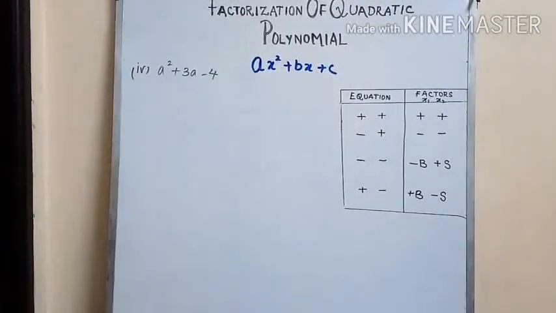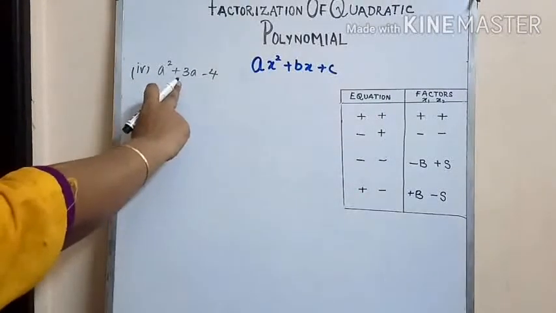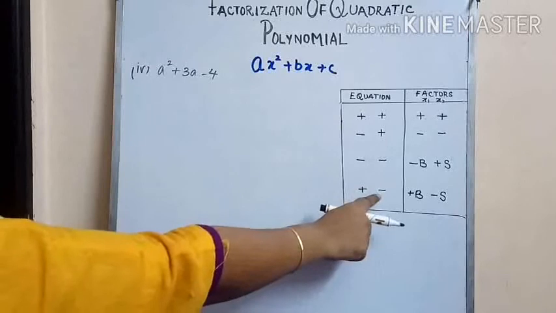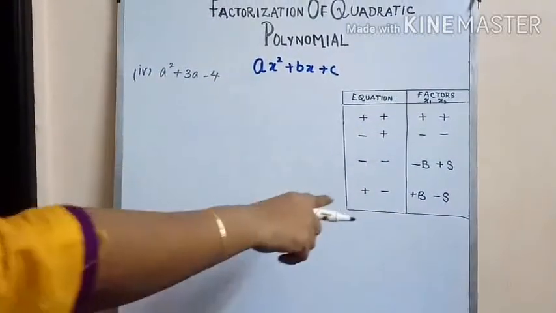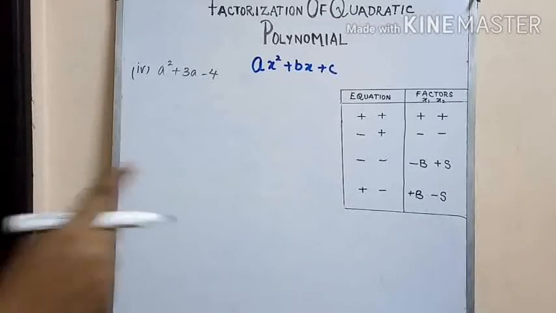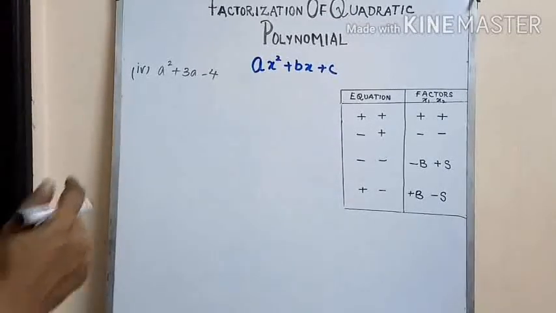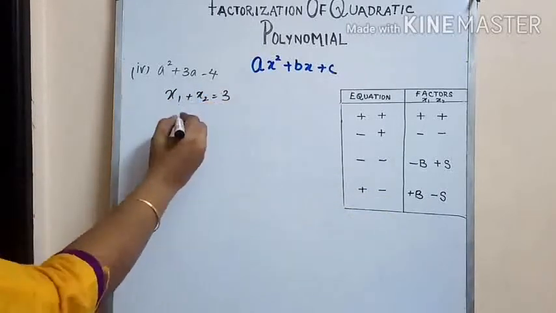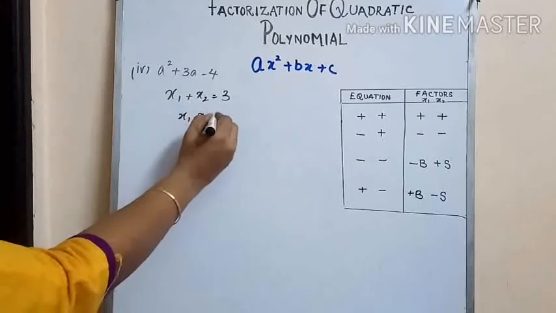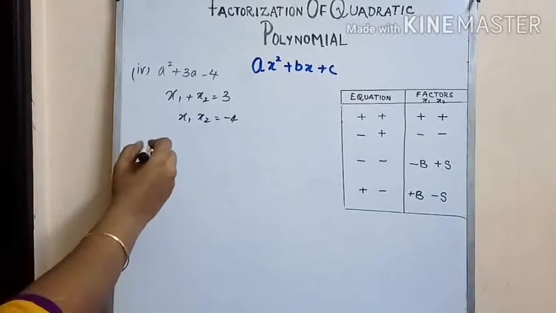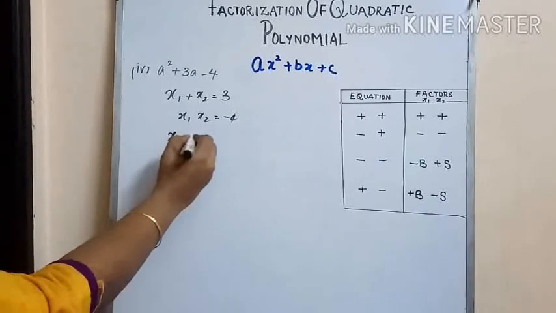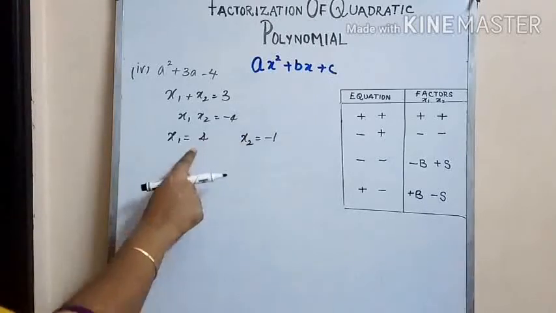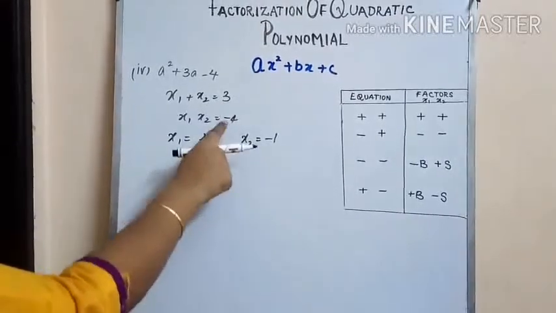Here we have a polynomial a squared plus 3a minus 4, which is of the fourth type. The equation has the signs plus and minus, so the factors should have a bigger number with a plus sign and a smaller number with a minus sign. It should satisfy the condition x1 plus x2 is equal to 3 and x1 into x2 is equal to -4. So x1 is 4 and x2 is -1. When you add you get 3, when you multiply you get -4.